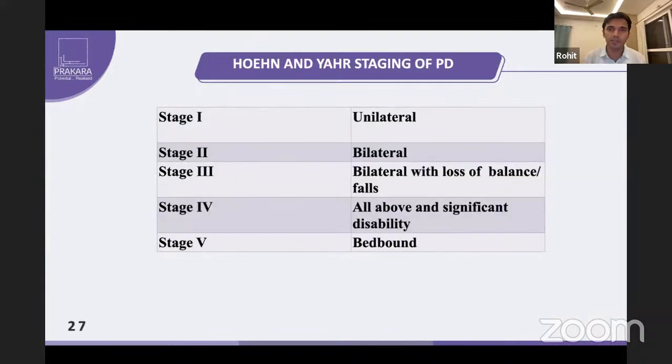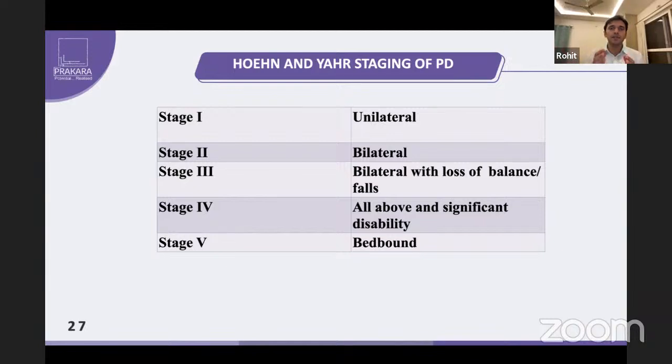Hoehn and Yahr proposed the staging of Parkinson disease. This becomes important when we have to document the stage of these patients, because, for example, a patient presents to you, is with you for a while, and then after a certain period might go and present to some other healthcare provider.